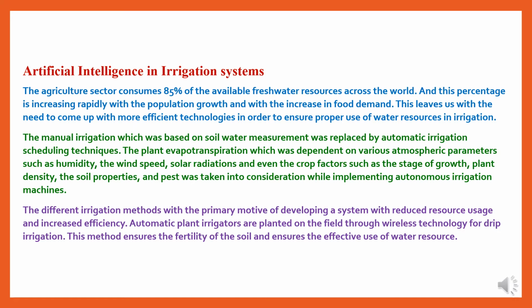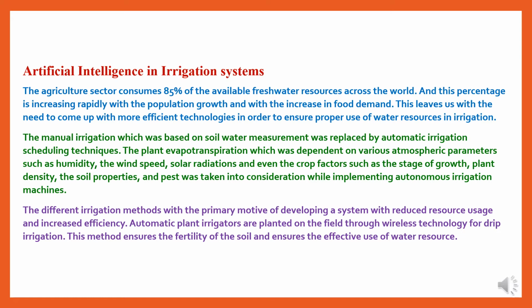Now, artificial intelligence in irrigation systems. The agriculture sector consumes 85% of the available freshwater resources across the world, and this percentage is increasing rapidly with the population growth and with the increase in food demand. This leaves us with the need to come up with more efficient technologies in order to ensure proper use of water resources in irrigation.